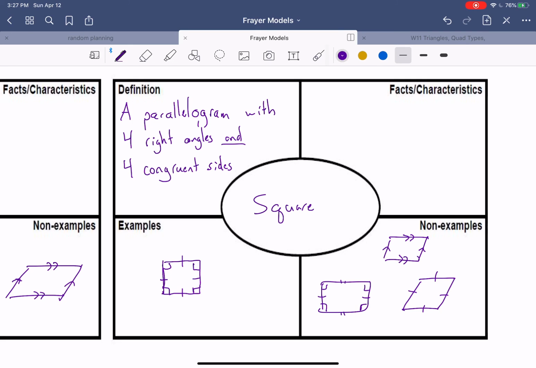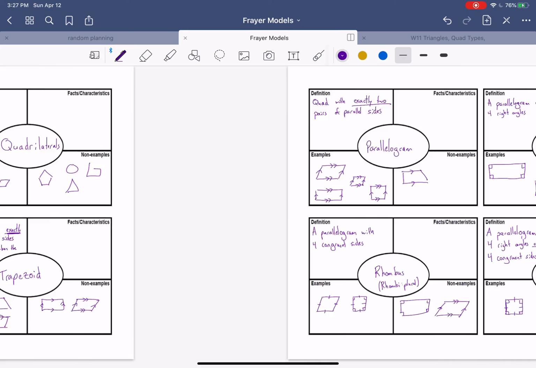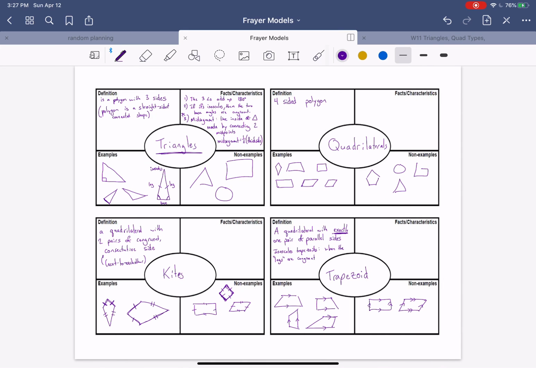So we're going to come back over the next couple videos and fill in the properties. But for now, our Frayer model should look like this. Hopefully you read the instructions on Google Classroom that said make your own by drawing this or print out the blank that I gave you. But stay tuned for video 2. We'll talk about just kites and trapezoids.